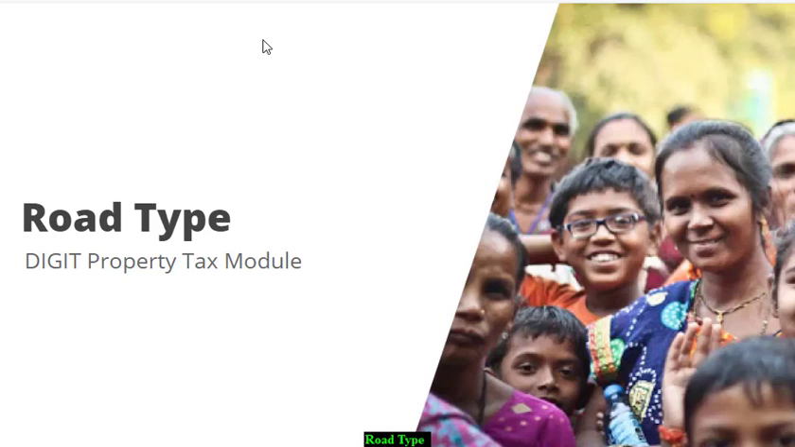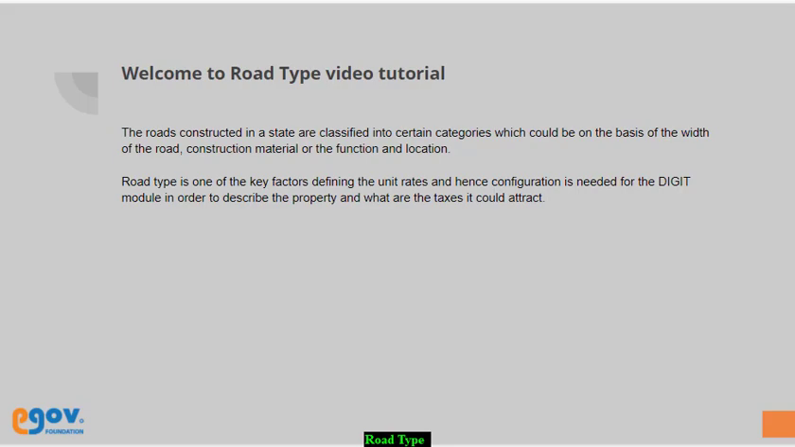This video walks you through the steps involved in configuring the road type master data template in the property tax module. The roads constructed in a state are classified into certain categories, which could be on the basis of the width of the road, construction material, or the function and location.